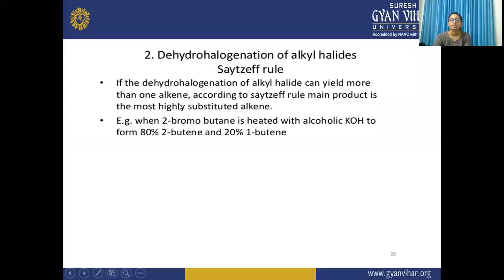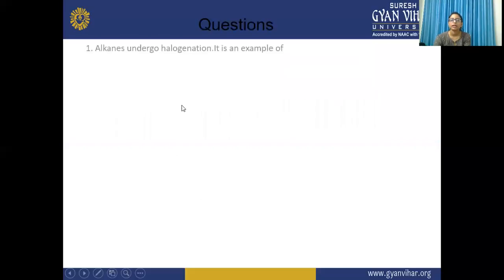Next, these reactions show that in the tertiary, there will be no reaction because there on the beta position, no hydrogen atom is present. So there will be no reaction to this tertiary compound. Now dehydrohalogenation of alkyl halide.